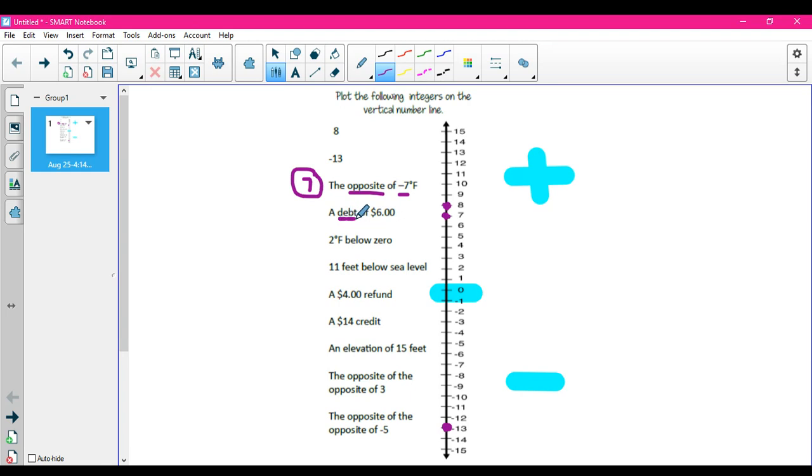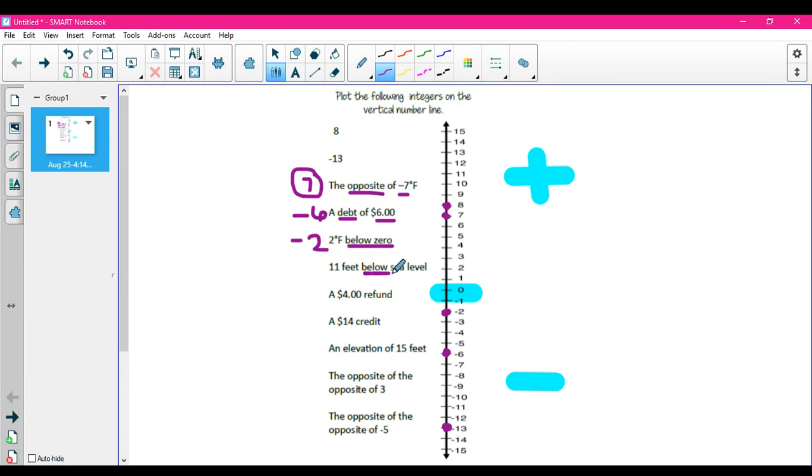A debt of $6, debt is a negative word. So debt would be a negative 6. Since it's negative, it's located below 0 on the number line. So I'm going to plot my negative 6. 2 degrees below 0. Well, below 0 is negative, so I know I have a negative 2. So I'm going to plot that on the number line.